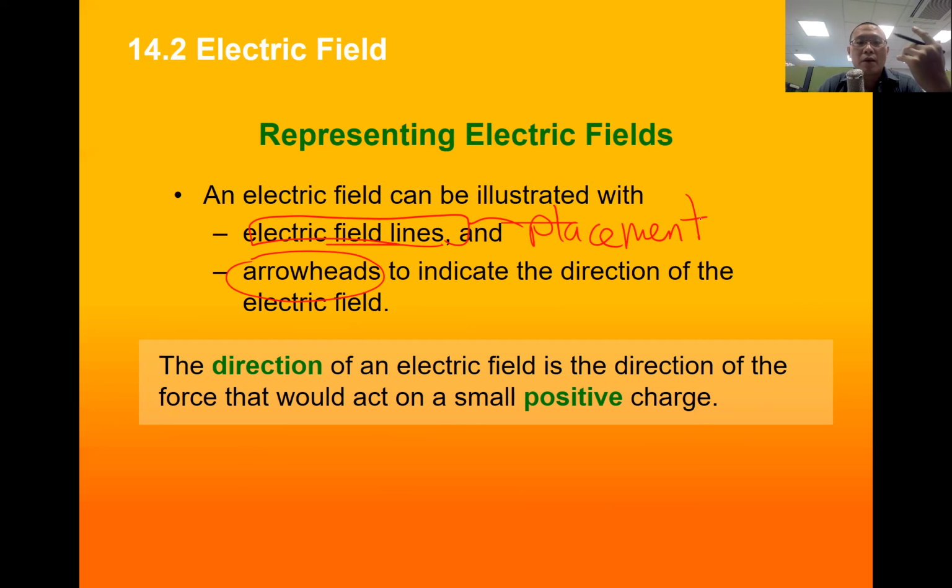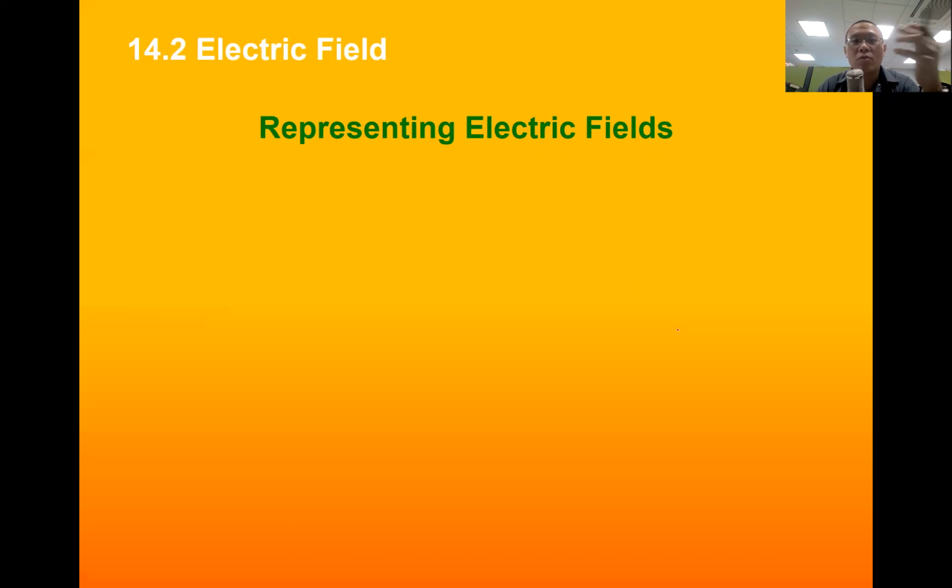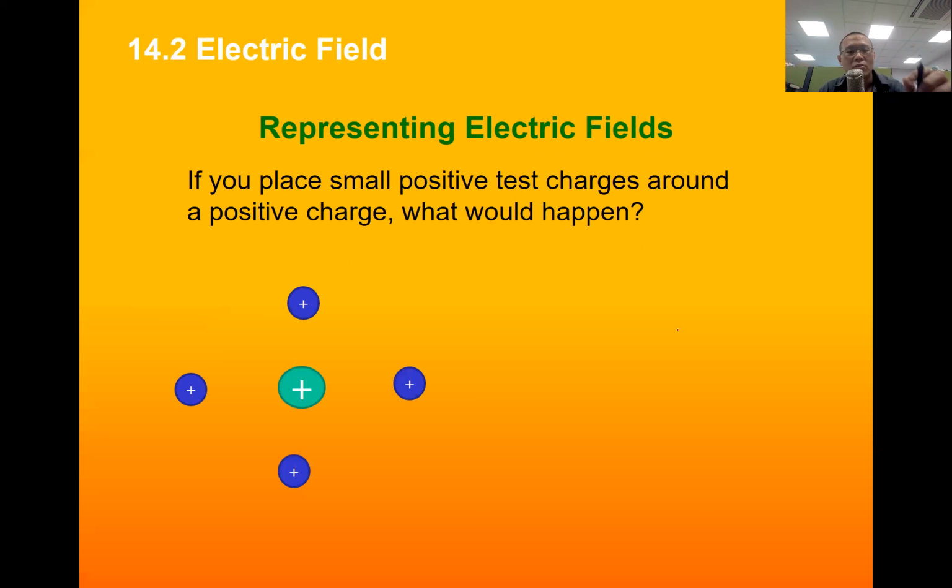Now for the arrowhead, the direction of field lines, we have a way of indicating it, which is in the direction of a positive charge. The direction of the field line is dictated by a small positive charge. How do we look at it? Here is an example. If I have a positive charge here, how do I draw the electric field?